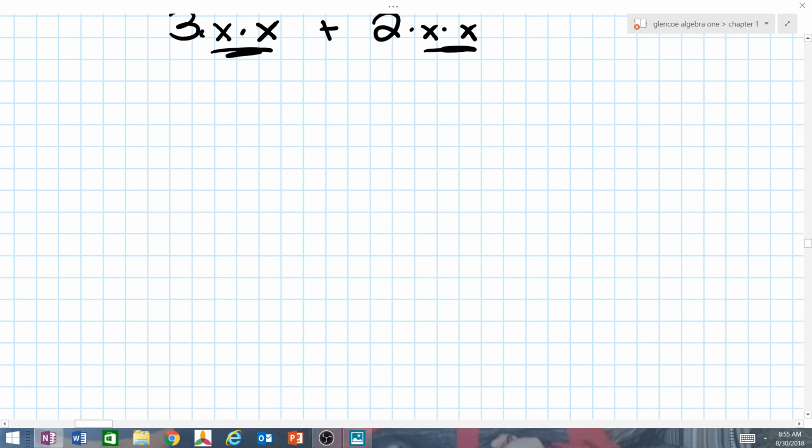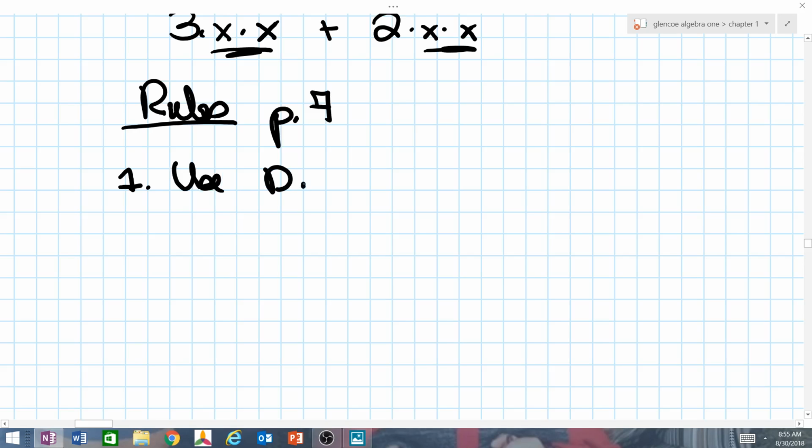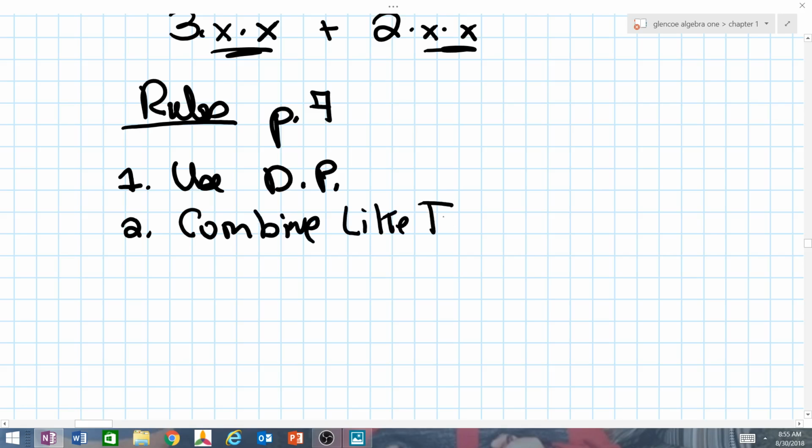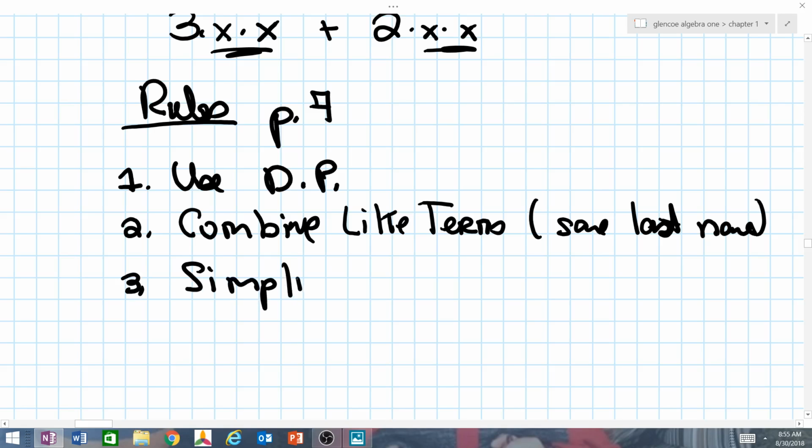So let's review that we make sure that we always simplify. Look at our rules one more time, and they are in your notes on page 7. I just want to reiterate them. Number 1, use the distributive property. Number 2, combine like terms. Another name for like terms is same last name. And then number 3, simplify. Always make sure it's in simplest form.